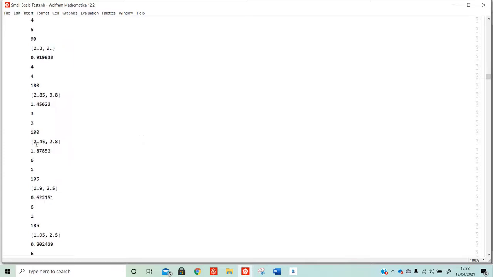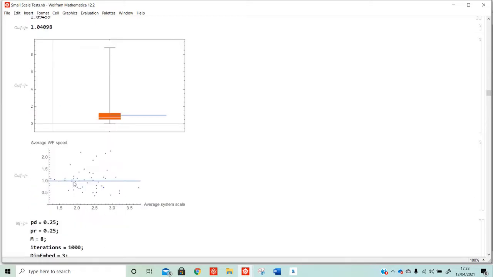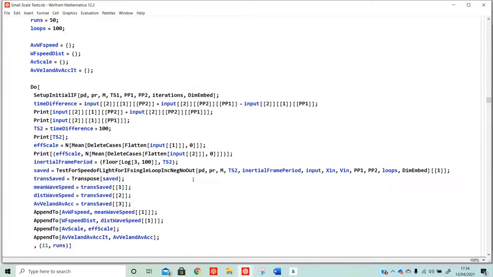And so I store as a bivariable basically the scale of the system and the average velocities, and we get a distribution that looks something like this. You can see that it doesn't seem to change that much. It doesn't seem to be any correlation between the average scale of the system and the average wavefront speed. The average scale of the system is calculated by taking all of the instantaneous edge sizes and averaging them all, and then averaging that over all loops.